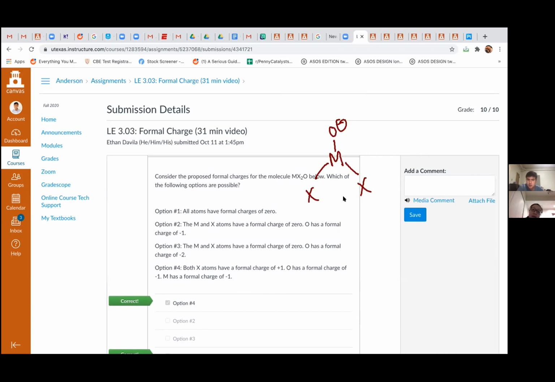If it's like that, then that means M also has to have a formal charge, right? So I don't think that's right. Or if it is, it's just not stable.